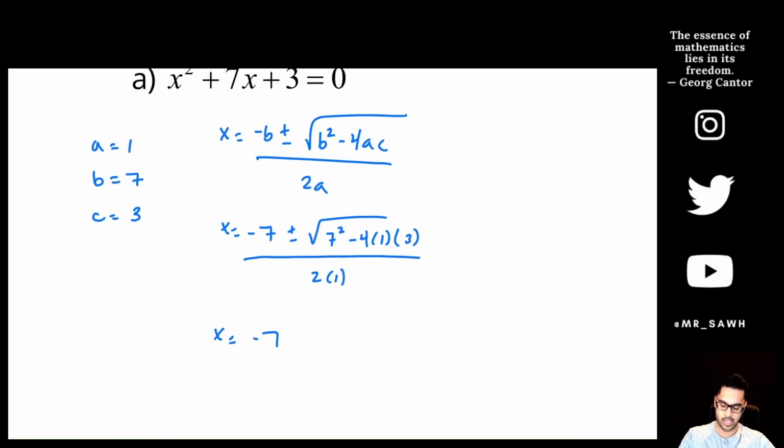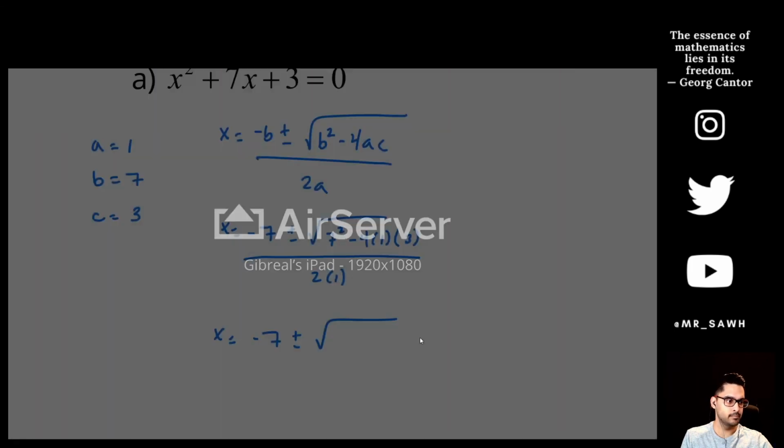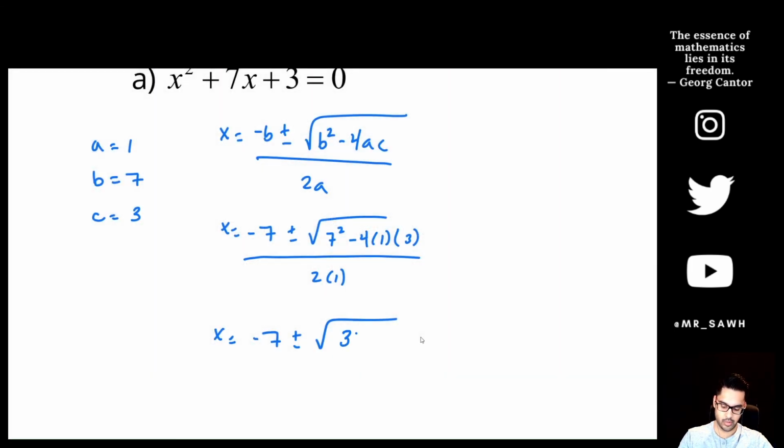So negative 7 plus or minus the square root. Well, 7 squared is 49. I'm going to subtract 12 from that. So 49 minus 12, just to make sure we get the right number, is 37. Okay, so negative 7 plus or minus the square root of 37, divided by 2. Now, if I think about 37, there aren't really any perfect square factors of 37.